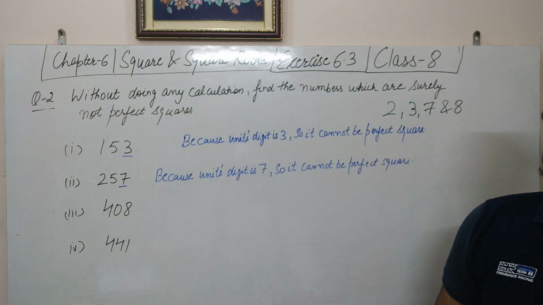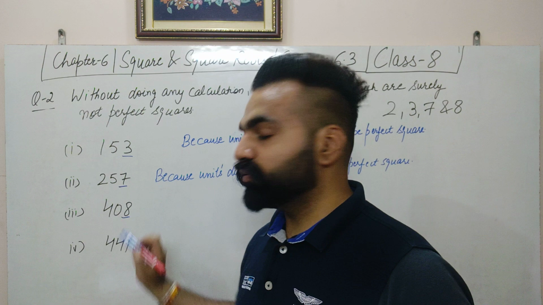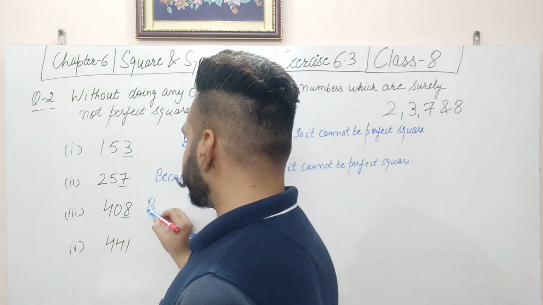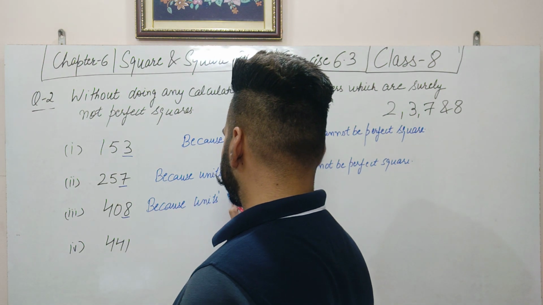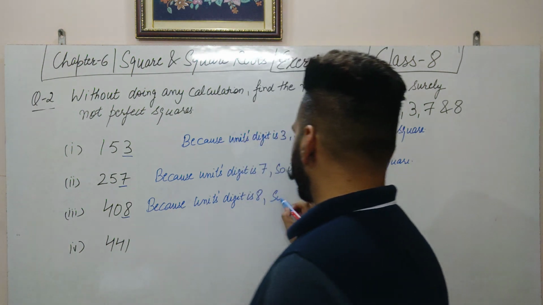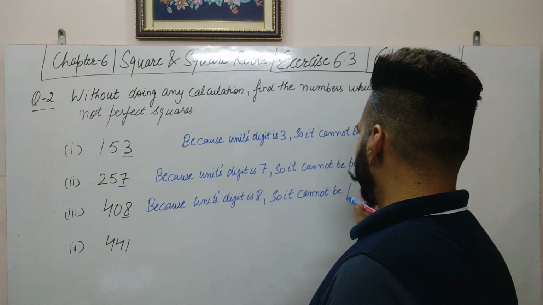Clear? In the third example, the number is 408 and the unit place is 8 here. So because the unit digit is 8, it cannot be a perfect square.